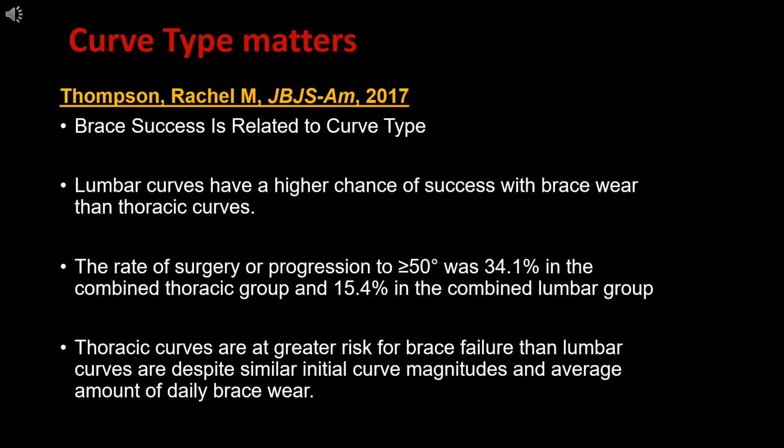Lumbar curves had a higher chance of success with a brace than thoracic curves. The rate of surgery or progression to more than 50 degrees was 34.1% in the combined thoracic group and 15.4% in the combined lumbar group. Thoracic curves are at a greater risk for brace failure than lumbar curves, despite similar initial curve magnitudes and average amount of daily brace wear.